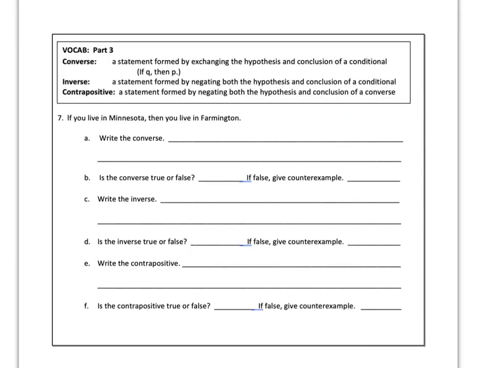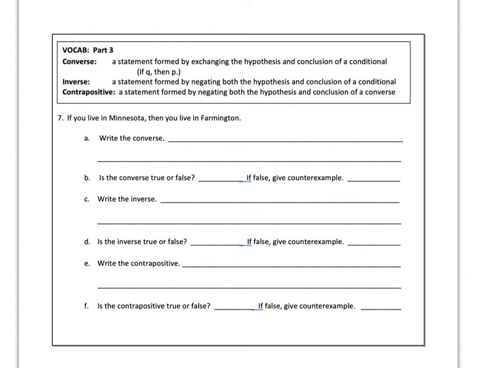And in our final section of vocabulary, we're going to talk about the converse, the inverse, and the contrapositive of a conditional statement. Now remember, a conditional is an if-then statement. For example, number 7, if you live in Minnesota, then you live in Farmington. The converse is when you take those two parts and you flip them around. You flip around the hypothesis and the conclusion.